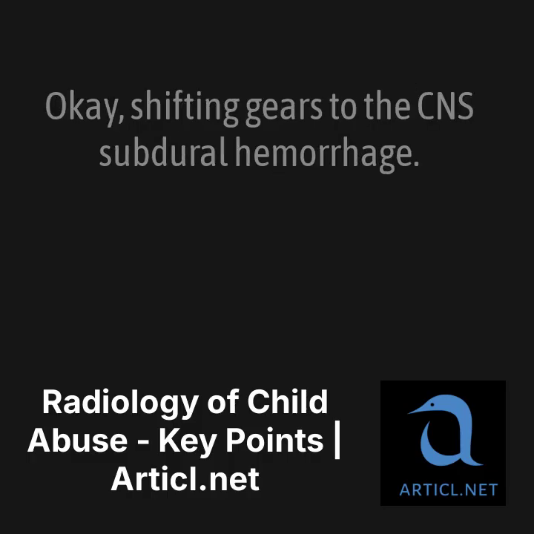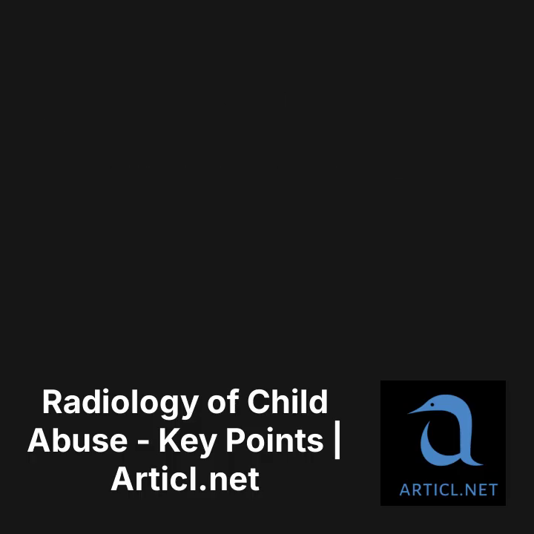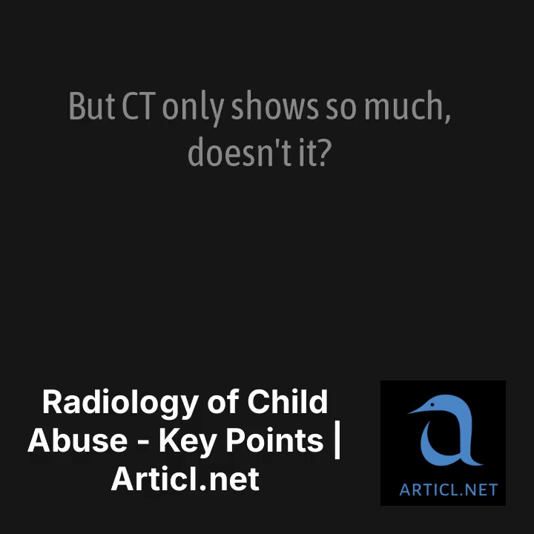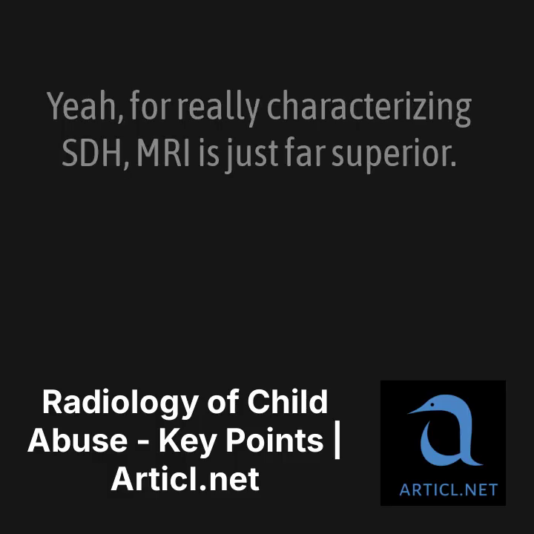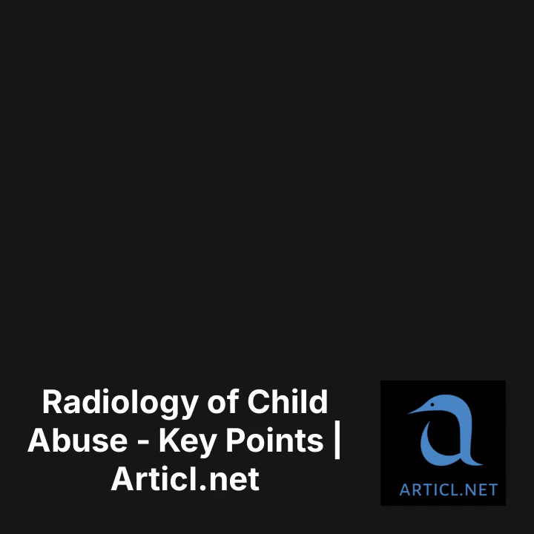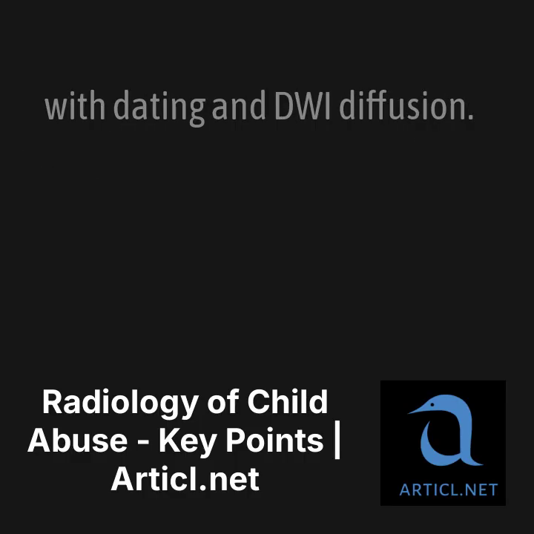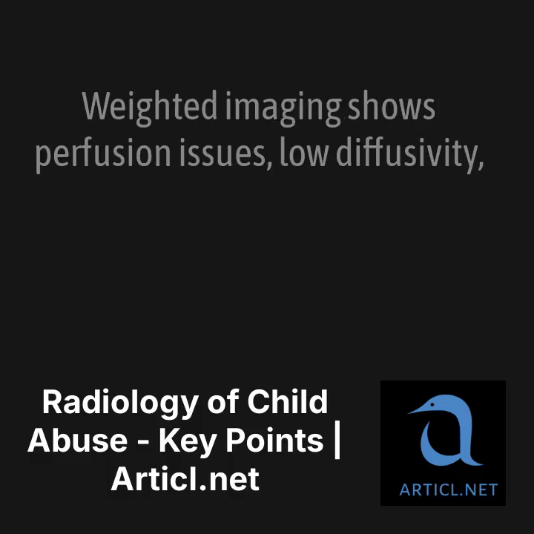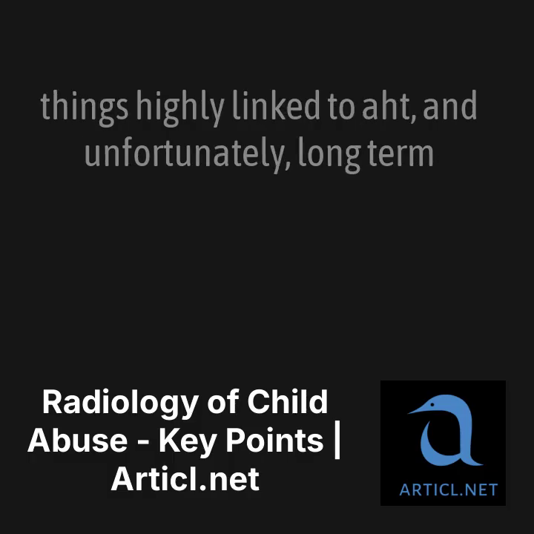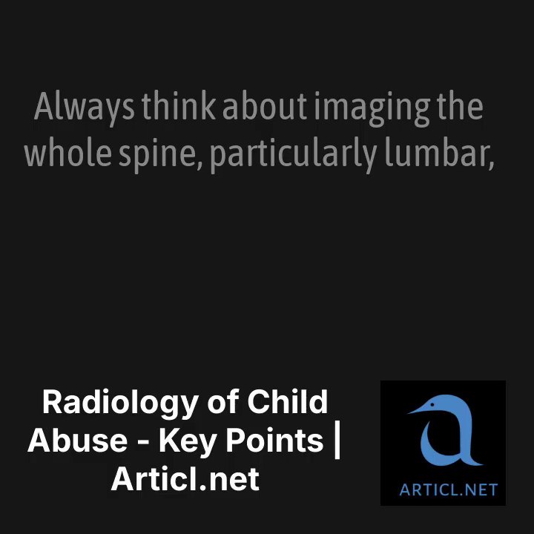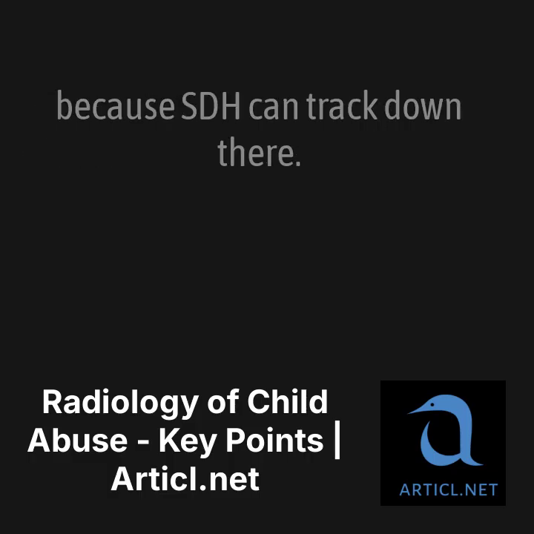Okay, shifting gears to the CNS. Subdural hemorrhage, SDH. Very common in AHT, especially in infants. But CT only shows so much, doesn't it? What else do we need? Yeah, for really characterizing SDH, MRI is just far superior. Specific sequences are key. Susceptibility-weighted imaging, SWI, is great for hemosiderin and helps with dating. And DWI, diffusion-weighted imaging, shows low diffusivity, things highly linked to AHT and, unfortunately, long-term damage. And don't forget the spine. Never forget the spine. Always think about imaging the whole spine, particularly lumbar, because SDH can track down there.